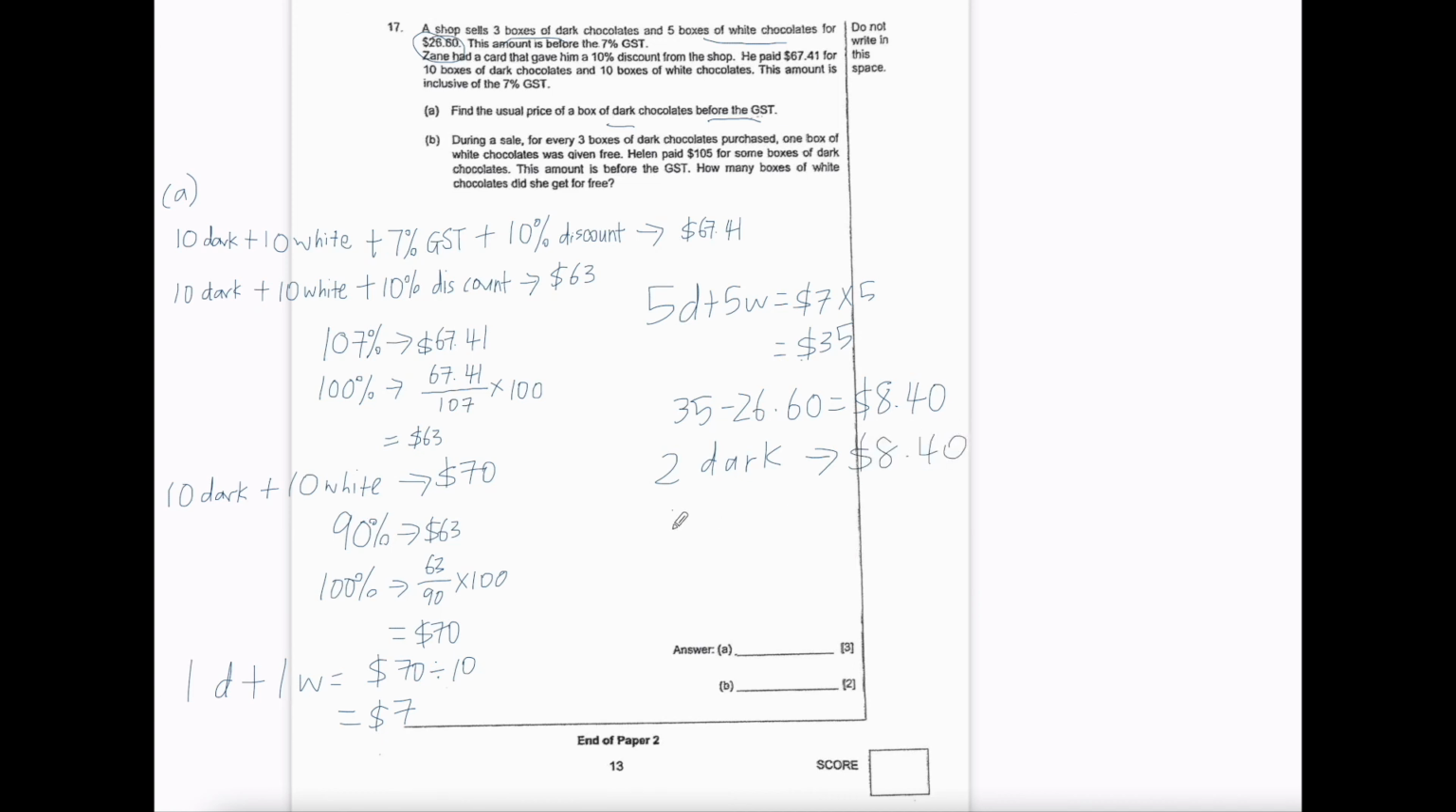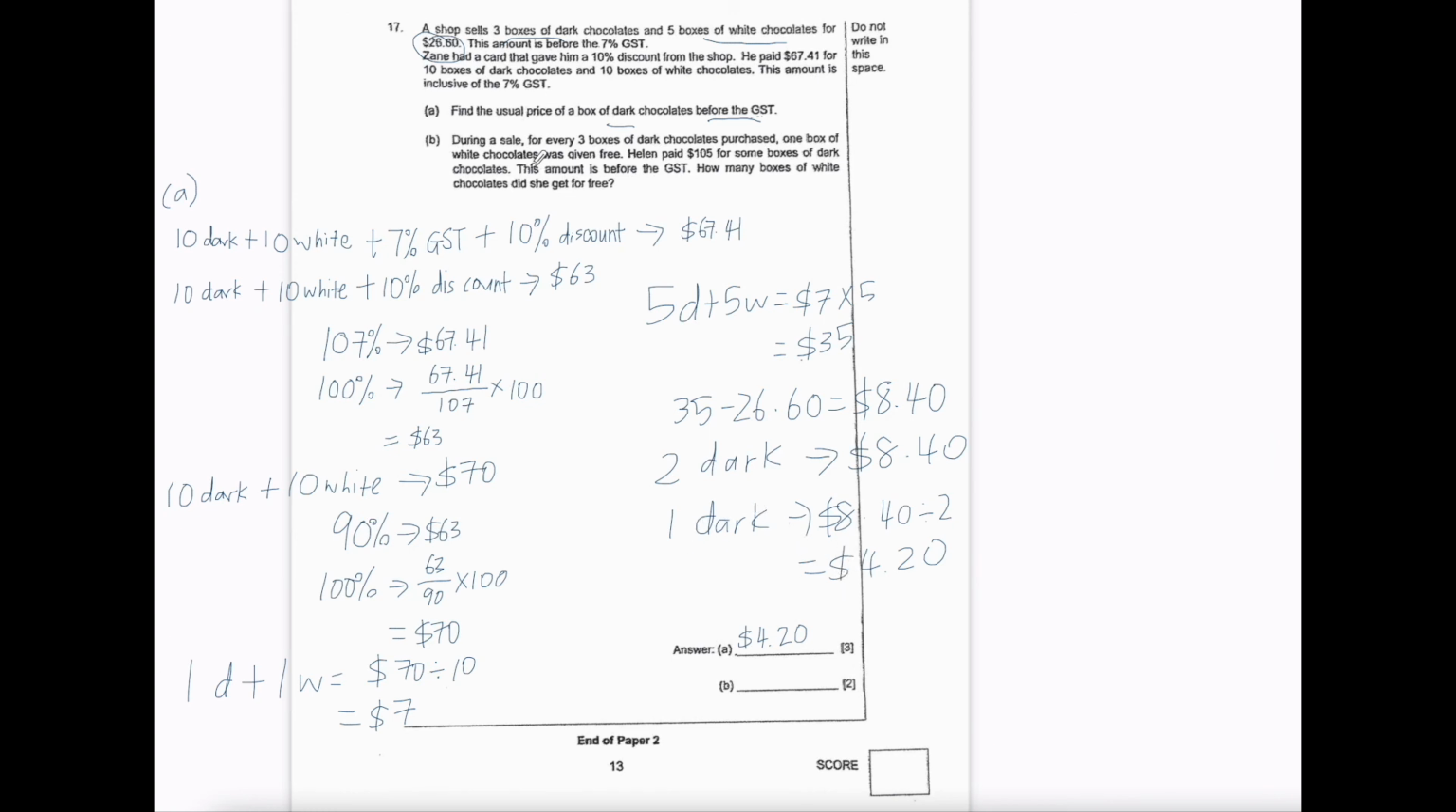So what is 1 box of dark chocolate? I'll just need to take $8.40 divided by 2. My answer will be $4.20. Got it? So 5 dark and 5 white, if I minus 3 dark and 5 white, my white will cancel out each other. So 5 dark minus 3 dark will be 2 dark chocolates. That's why 2 dark chocolates is the difference between 35 and 26.60, which is $8.40. And then 2 darks is this price, so 1 dark will just be to divide by 2.